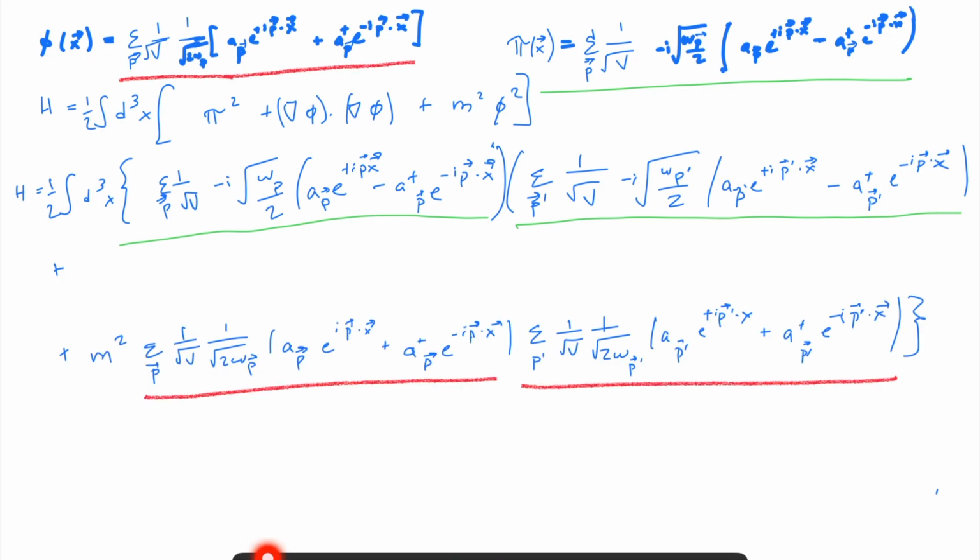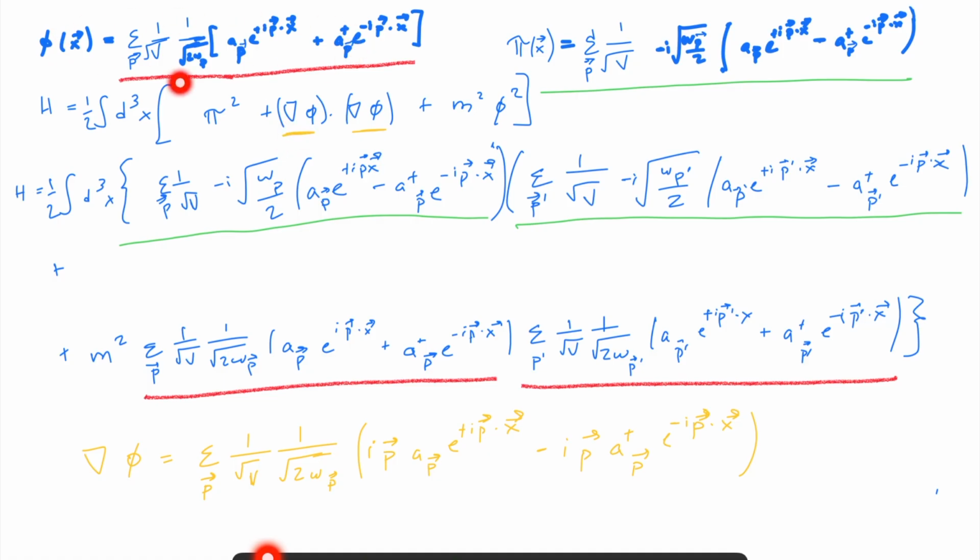Then the last term, the m squared phi squared, here's my m squared. I just do exactly the same thing. I take this expression over here, put it in twice, this times itself, and I change the p to p prime in the second summation just so that we can keep track of where these p's are coming from. That's all that is.